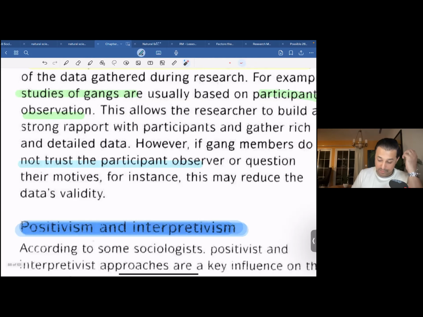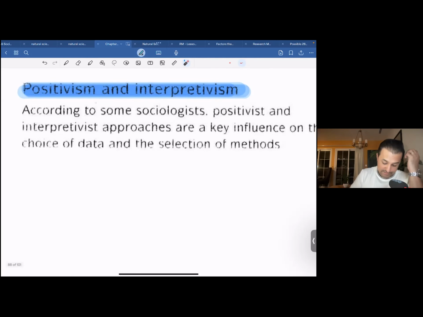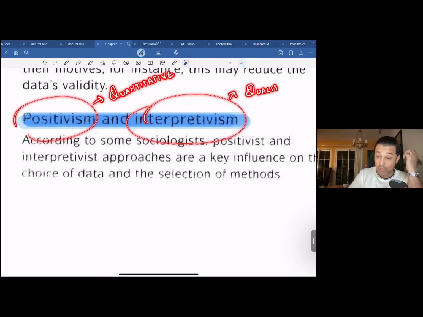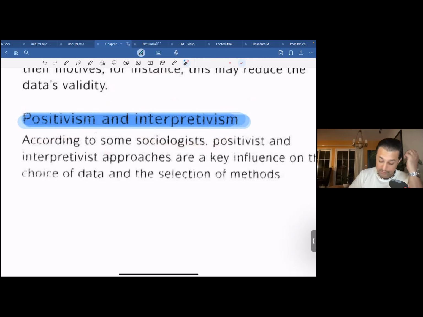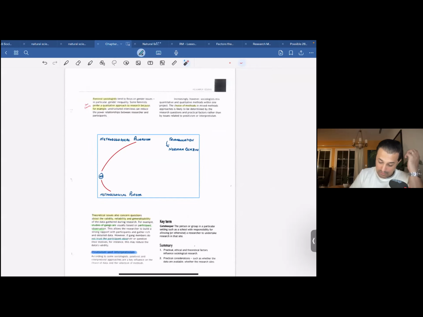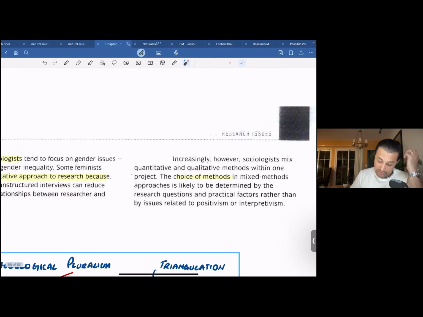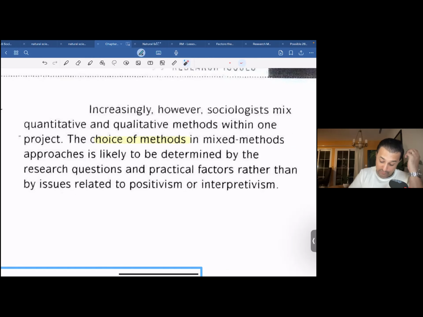So, positivism and interpretivism. Positivists, like we all know, support the idea of using quantitative data, and interpretivists are more inclined towards qualitative data, right? So, according to some sociologists, positivist and interpretivist approaches are a key influence on the choice of data and the selection of methods. Increasingly, however, sociologists mix quantitative and qualitative methods.